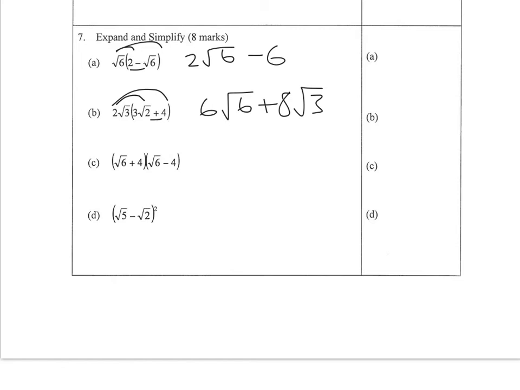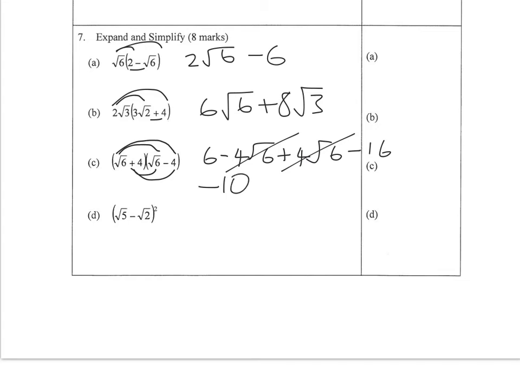Okay, now you can do double rainbows here. Root 6 times root 6 is 6. Root 6 times negative 4 gets you negative 4 root 6. 4 times root 6 gets you positive 4 root 6. And positive 4 times negative 4 gets you negative 16. Now those two cancel each other out. 6 minus 16 is negative 10.